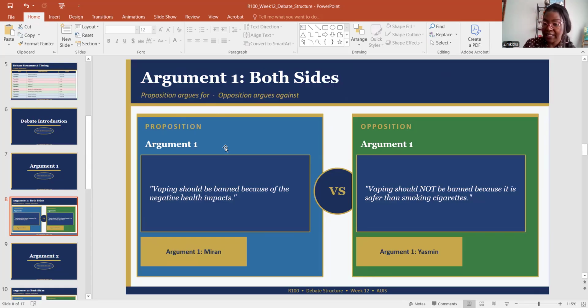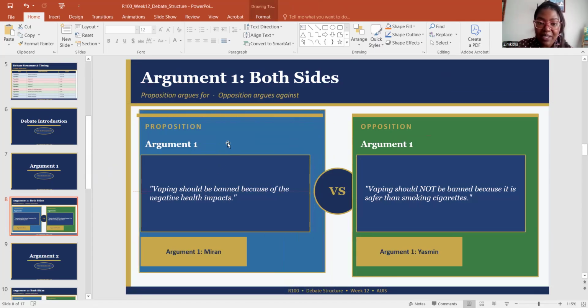They need to correlate. You can't say, oh, vaping should be banned because of emissions, and then the other person is talking about health. No, it needs to be the same. The reasonings need to be the same, but they should be opposites. Why is it bad for the health? Why is it better for the health? You need to figure it out. Right? So it should pretty much follow something like this.